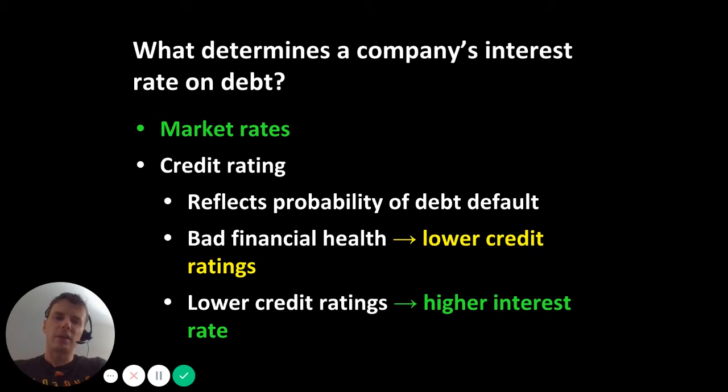So the key takeaway here is that a credit rating reflects the probability of a company's default on their debt. And bad financial health indicates a higher probability that they will not be able to pay their debt back on time. And so bad financial health means a lower credit rating. And a lower credit rating means a higher interest rate on the debt that they borrow.